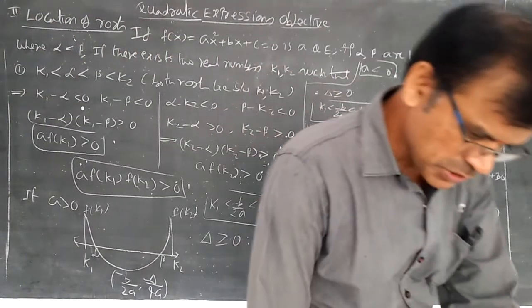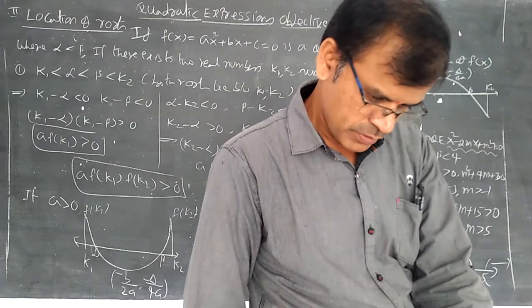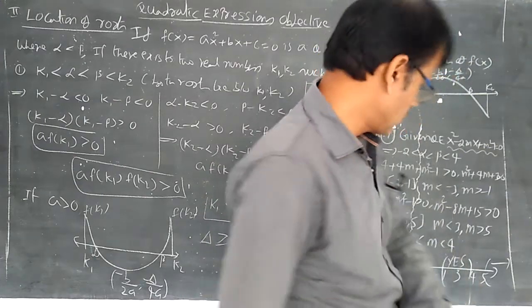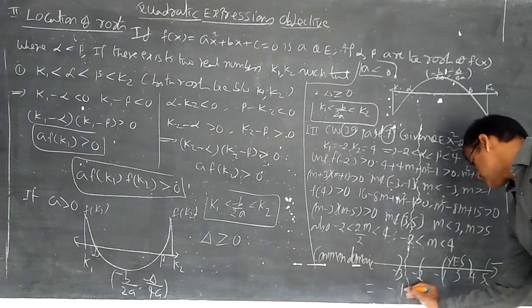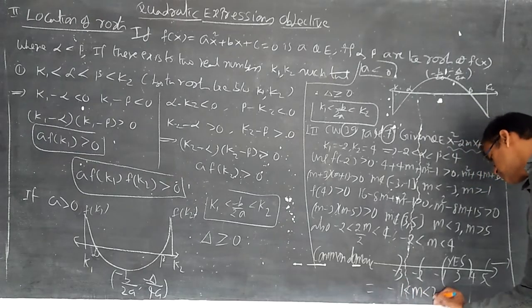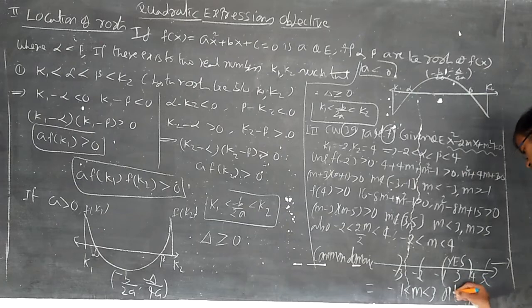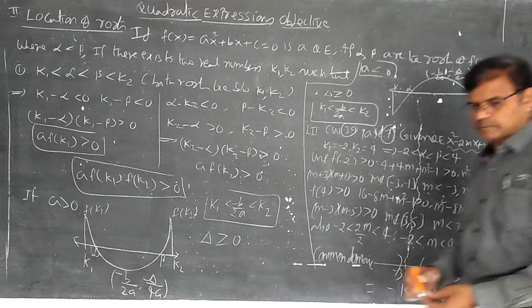So according to the options of the 39th question, the first option. We write that it is equal to minus 1 less than m less than 3, option 1.